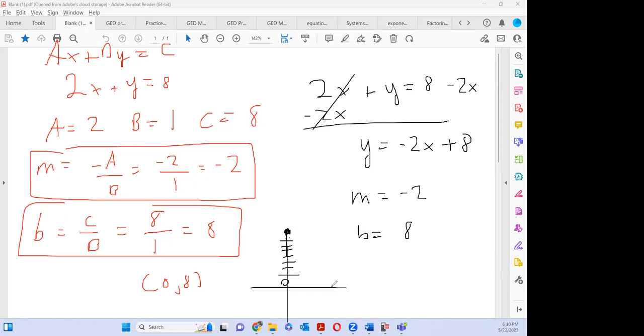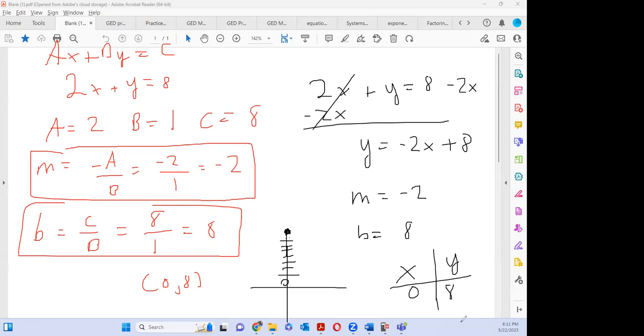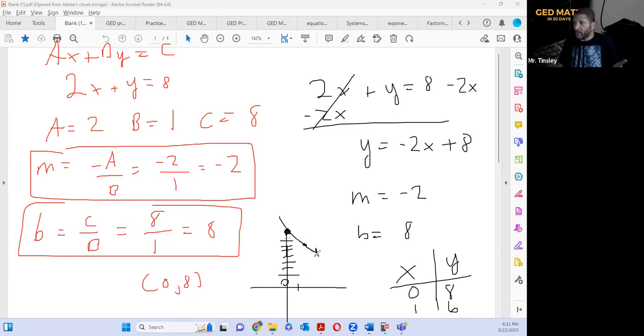Zero. Oh, I got you. Okay. Zero. So that's what the definition of the y-intercept is. It's the point on your graph where x is 0. So anytime you see the y-intercept, you're going to have x is 0 first, then 8. If I had a 1 here, again, I would have minus 2 plus 8 is 6. So my second point would be (1, 6). And that would be my line right there.